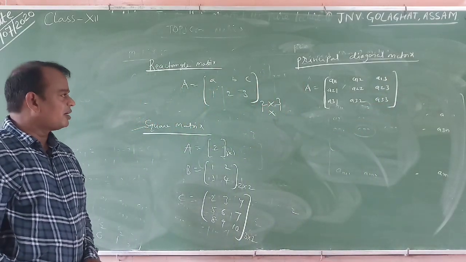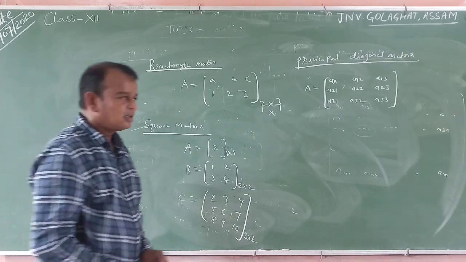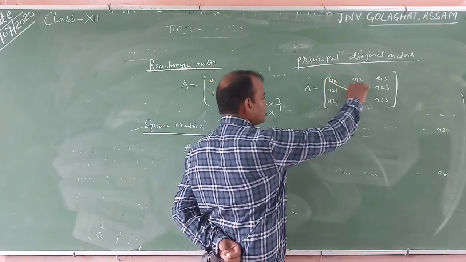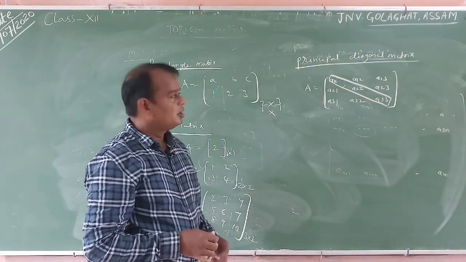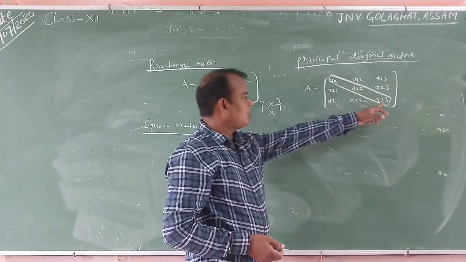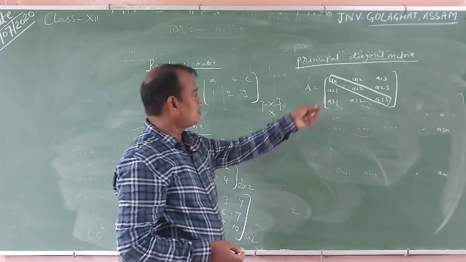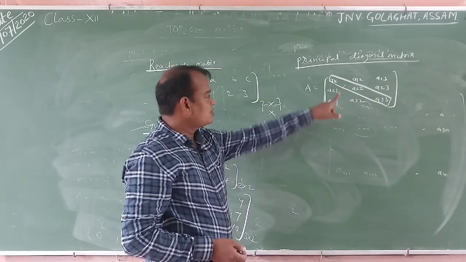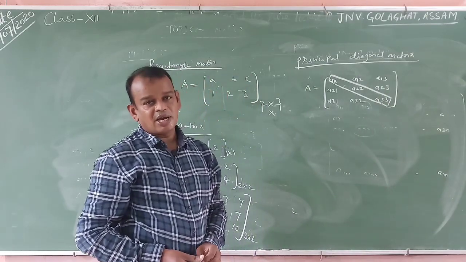In this 3 by 3 square matrix, now we discuss the principal diagonal. The line joining the first row's first element to the last row's last element is called the principal diagonal. In a 3 by 3 matrix, what are the principal diagonal elements? A11, A22, A33. Observe that rows and columns are equal. That is called the principal diagonal.